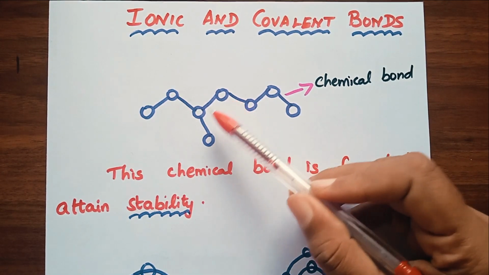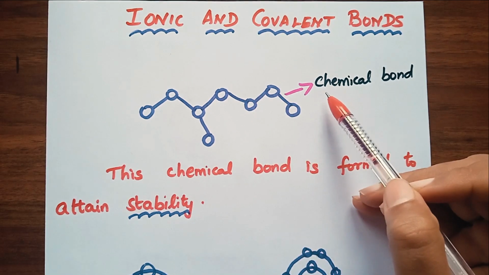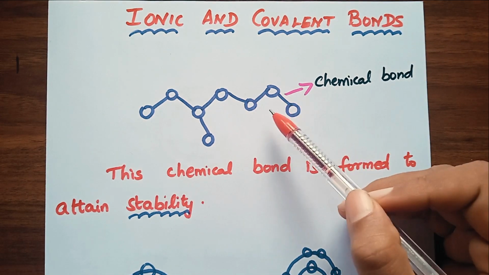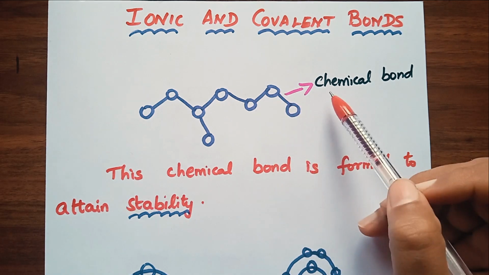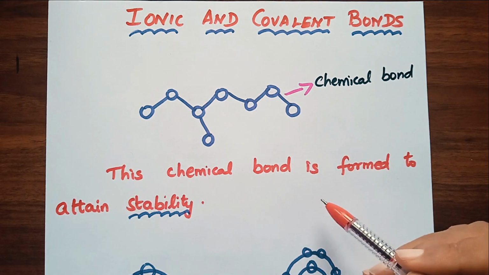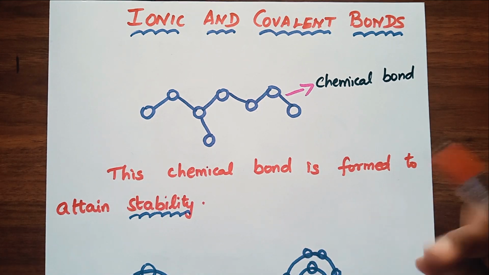These are the atoms and they are joined together with the help of a chemical bond. Just like how you hold your friend's hand together, the atoms are joined together with the help of a chemical bond. This chemical bond is formed to attain stability.